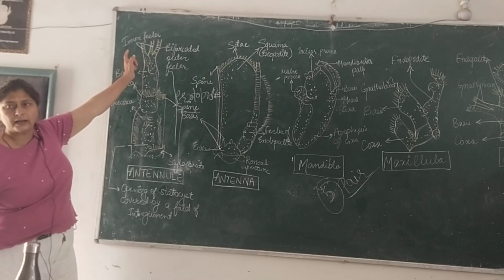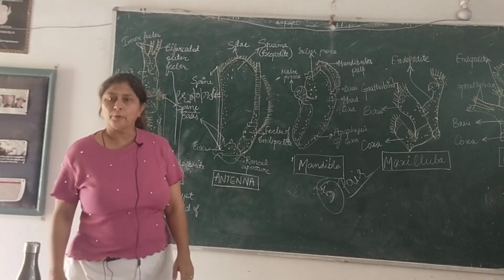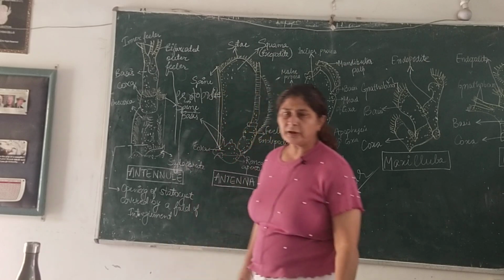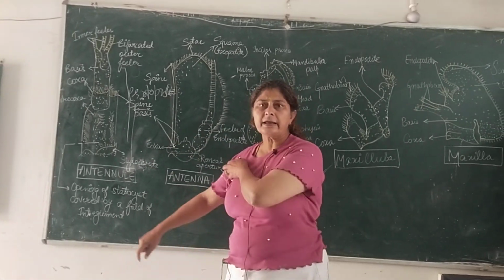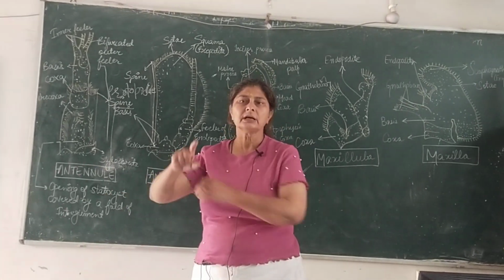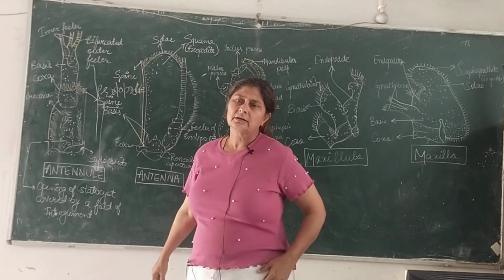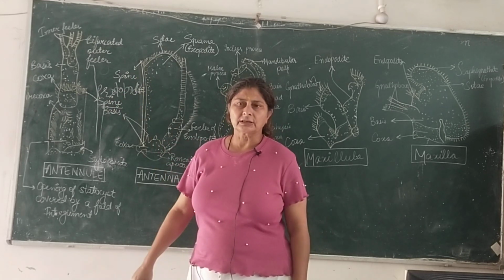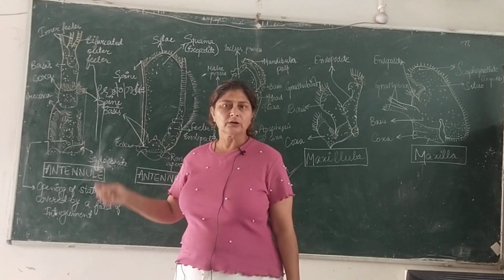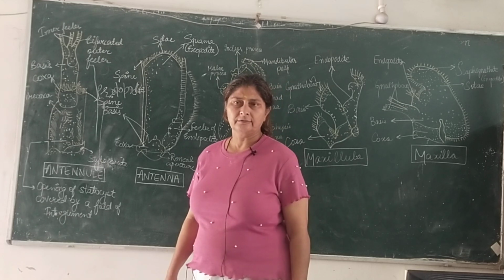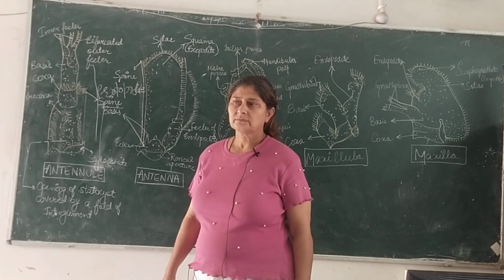The inner feeler is equivalent to the endopodite, and the outer feeler is equivalent to the exopodite. Is that clear? The inner feeler has two parts, and the outer feeler has one elongated thread-like structure which is pointed on the outside. The function of this is olfactory, meaning smelling, which we do with the nose.